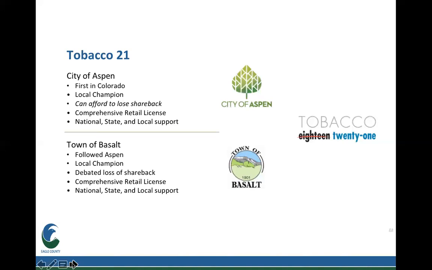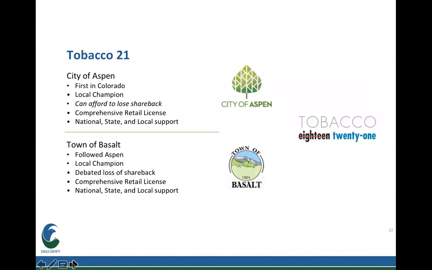Because they were concerned with their shareback loss, they were interested in pursuing a tax question as well for the ballot, and so I connected them with Jody at Campaign for Tobacco-Free Kids. Much as we had in Aspen, I handed that work off to her and her team, and they passed that question with overwhelming support, and to date have seen success in their efforts.